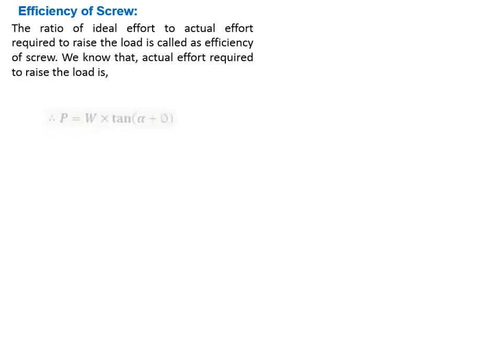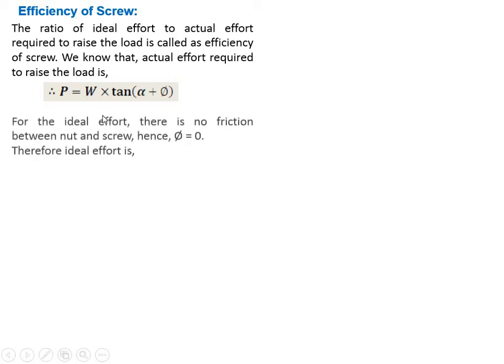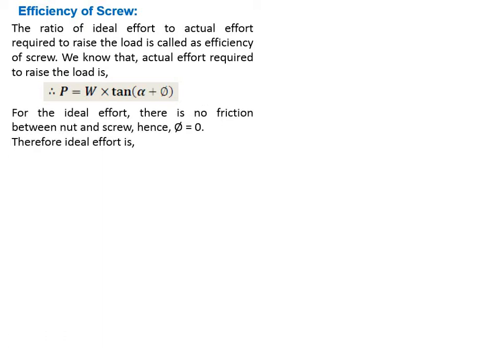Now we will see the next term, that is efficiency of the screw. What is efficiency? It is the ratio of ideal effort to the actual effort required to raise the load, and it is called the efficiency of the screw. We know that the actual effort required to raise the load is, as we already know, P is equal to W into tan(alpha plus phi). That is the actual effort required to raise the load.